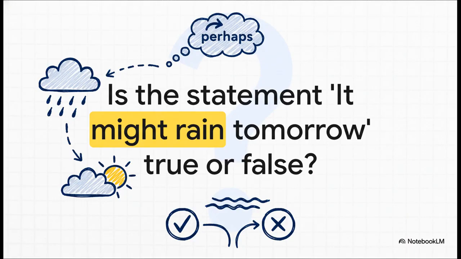Well, think about this question for a second. Is the statement, "it might rain tomorrow," true or false, right now? Standard black and white logic has a really hard time with that. It just doesn't fit. It's not a statement about how things are, but how they could be. And that gray area, that's exactly where modal logic shines.